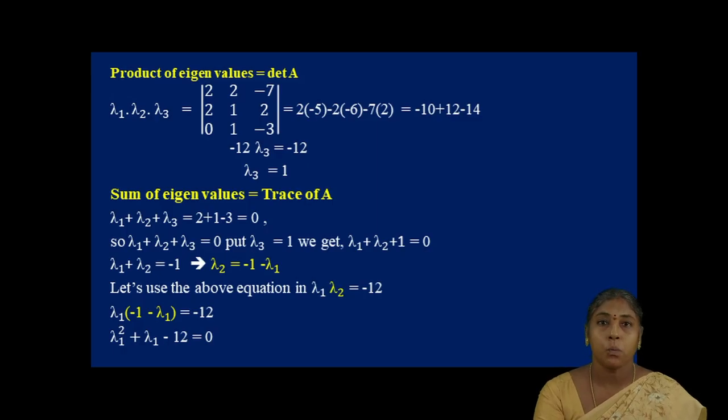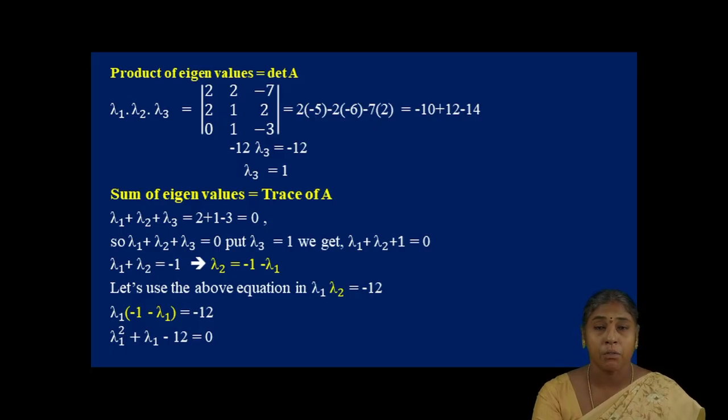But we know two properties. What are the two properties of eigenvalues? Product of eigenvalues is equal to determinant of A and sum of the eigenvalues is equal to trace of A. Trace is nothing but the sum of the diagonal elements of a given matrix. So let us use these properties and find the eigenvalues of the given matrix. Now, product of eigenvalues is equal to determinant of A, so we have to expand determinant A.